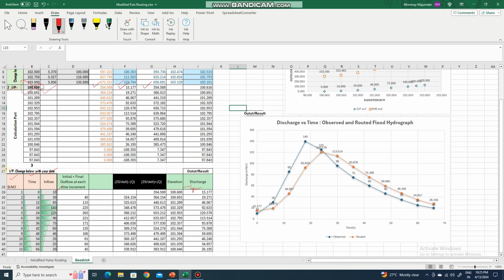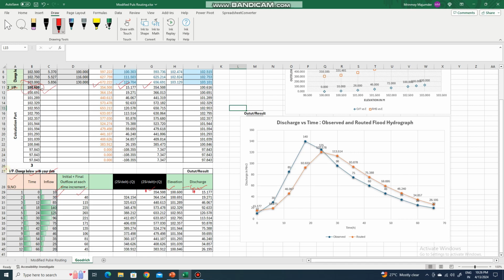With respect to the reservoir it is inflow, but actually it is the outflow or discharge, whatever you say. And this is the final time, let us say it as inflow. So 10 plus 30, 40 is there. So this is what I have got from the trend function, 354 for the given elevation data 100.6, and also I have got this discharge data of 15.177. So these two have been found from the trend function or from the graph when I give the elevation data.